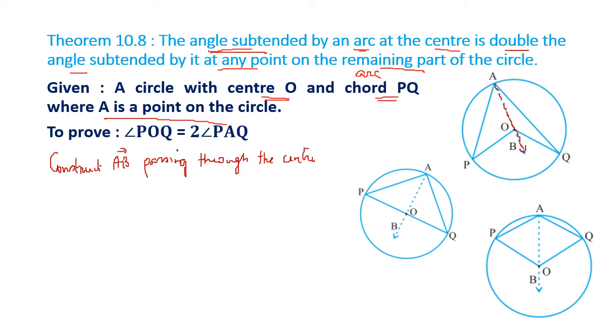Okay. Now what you can see here, AO and OQ are equal. In triangle AOQ, we have AO equal to OQ because they are radii of the same circle. So if AO equals OQ, this side and this side are equal, then this angle and this angle should be equal. So we have angle OAQ equal to angle OQA.